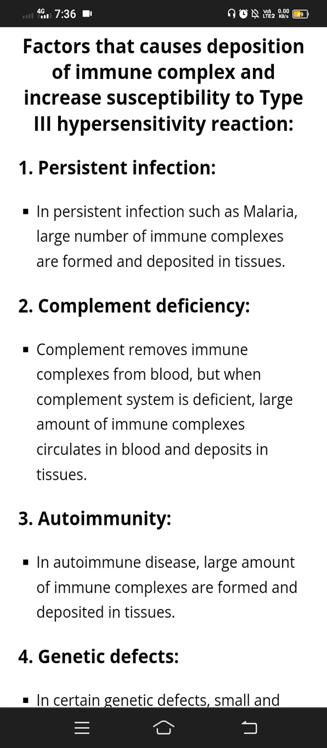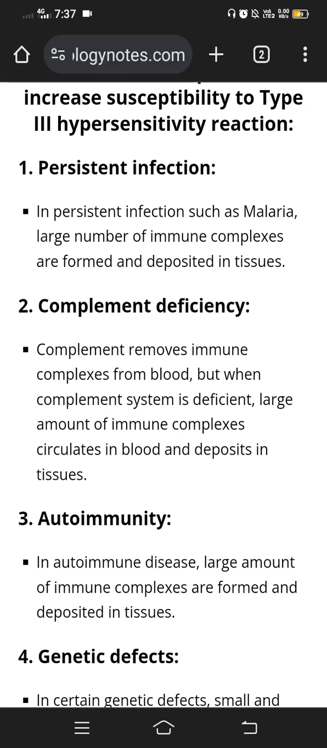Persistent infection, then complement deficiency. Complement removes immune complexes from blood, but when the complement system is deficient, a large amount of immune complexes circulates in blood and deposits in tissues.